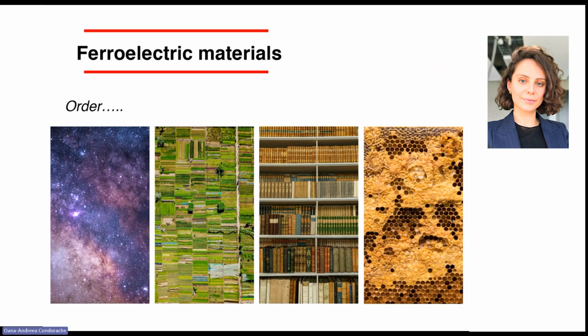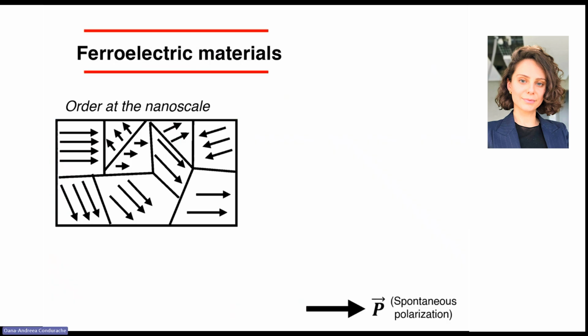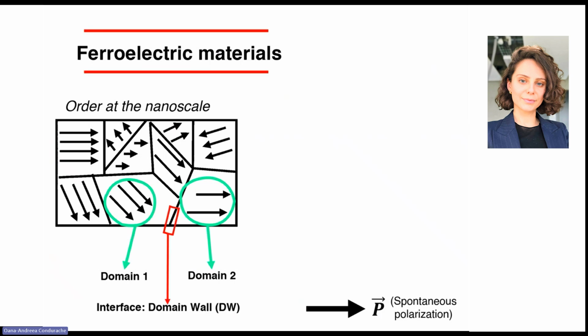And at the local scales, ferroelectrics are associated with this idea of order. But this time the order is at nanoscale, so we cannot see it with our naked eye, but we need an electron microscope. And there are regions where the polarization points in a specific direction, and these regions are called domains. And in between, there is an interface, a transition region, which is called the domain wall.